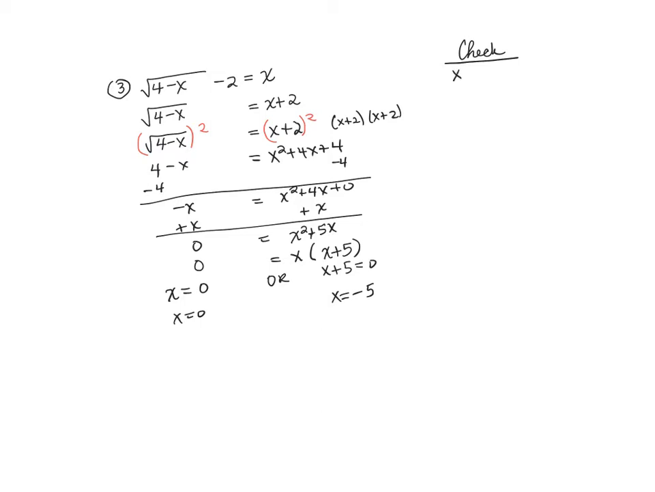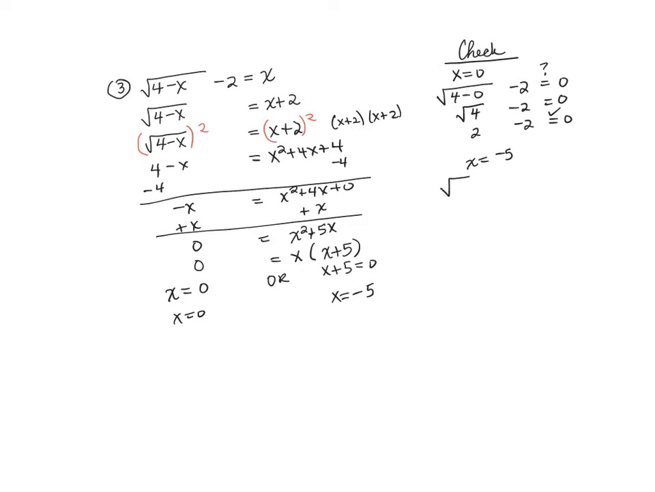So we'll check x equals 0, and we get the square root of 4 minus 0 minus 2. Is that equal to 0? Well, this is the square root of 4 minus 2. Is that equal to 0? 2 minus 2 does equal 0, and it checks. Let's check x equals negative 5.